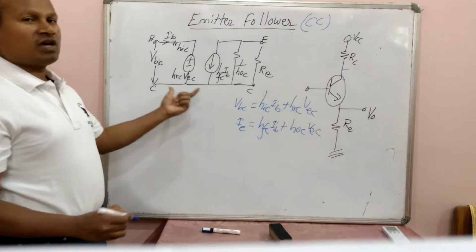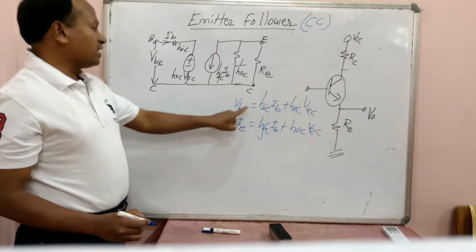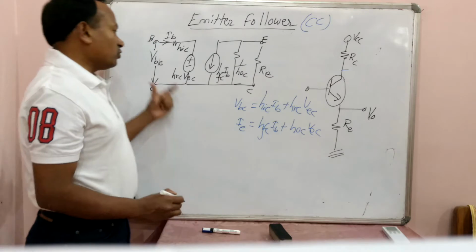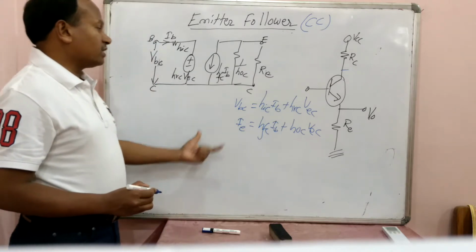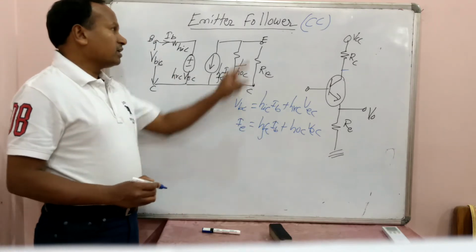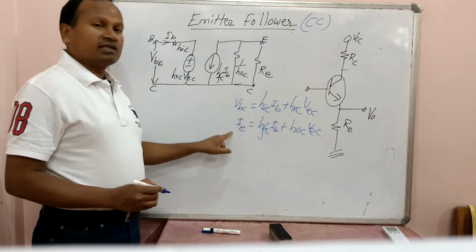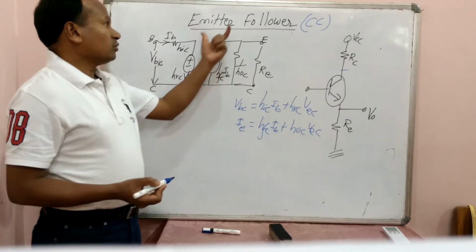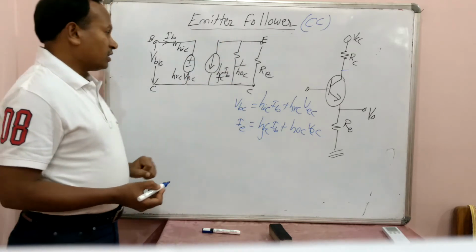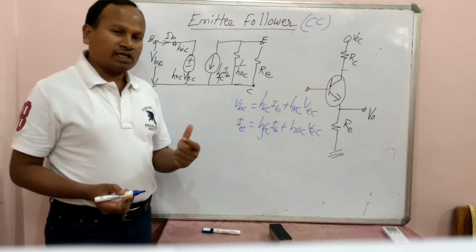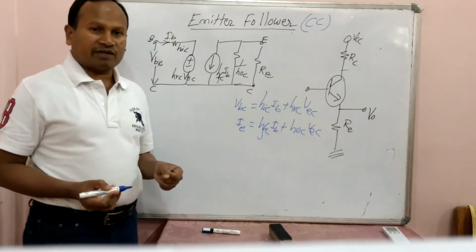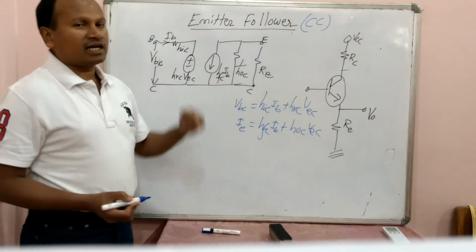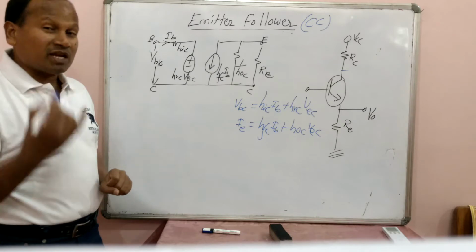See that? VBC has been written as HIC IB plus HRC VEC. So I hope you all understand very well the concept of getting the hybrid model for the common collector amplifier based on these two equations. Let us analyze the common collector amplifier, which we call the emitter follower. We know that the common emitter amplifier is the most popular amplifier because of its high voltage and high current gain. So we will analyze the common collector amplifier in terms of common emitter parameters.